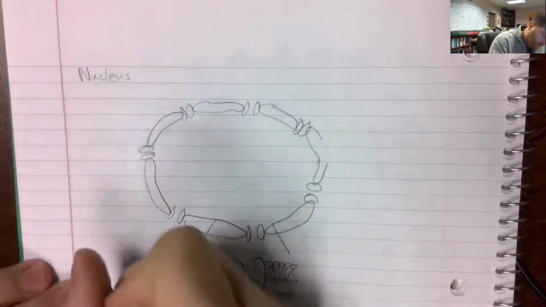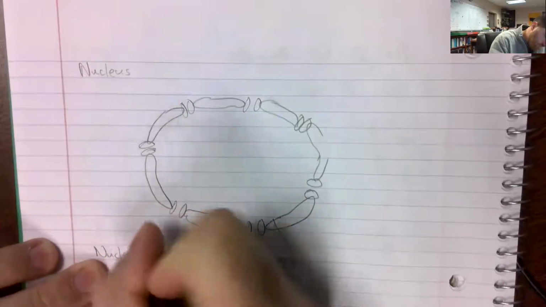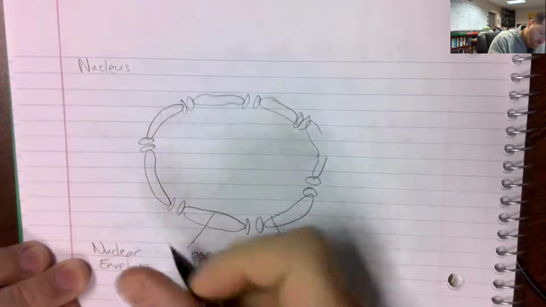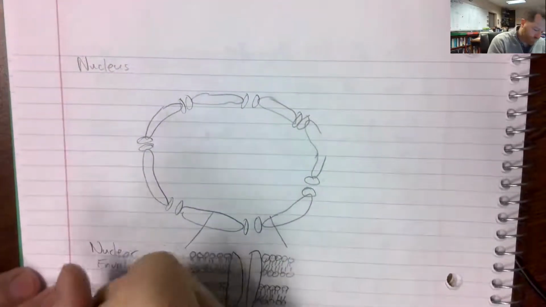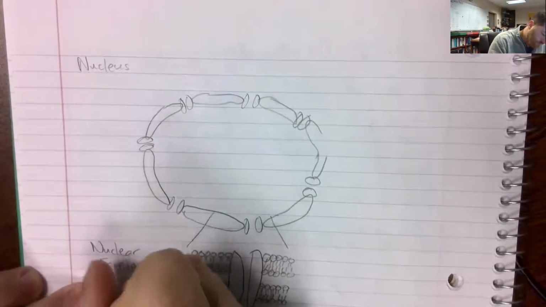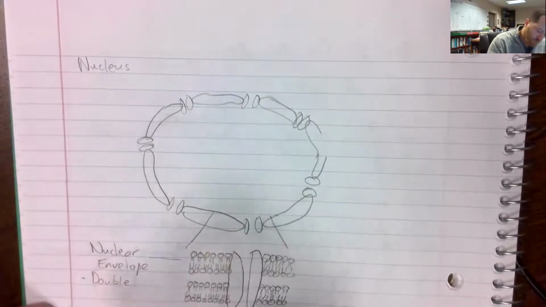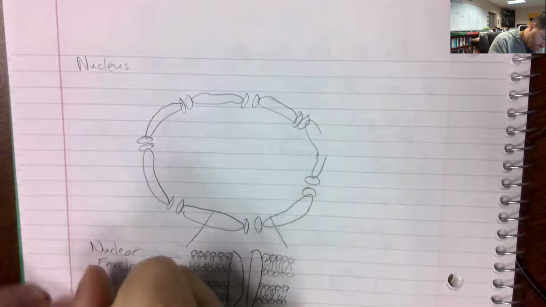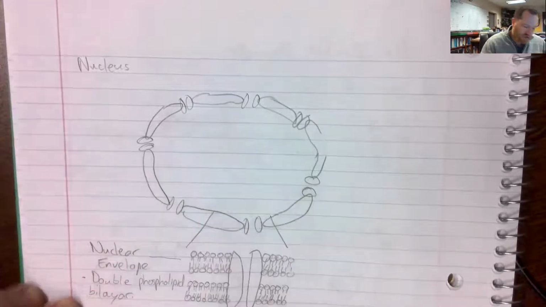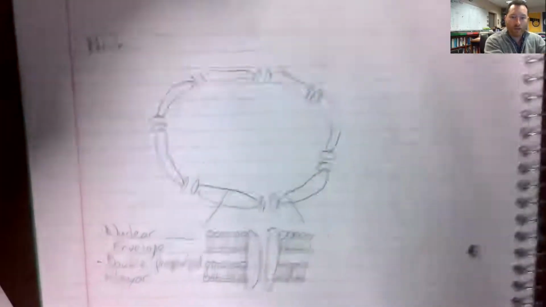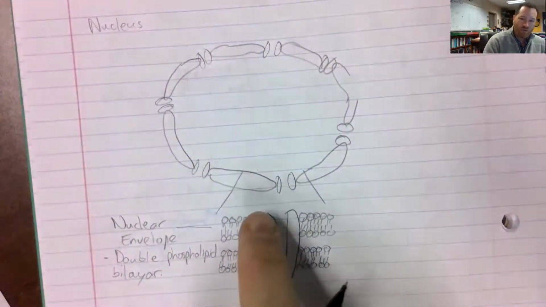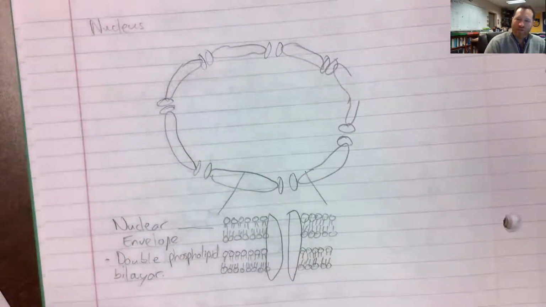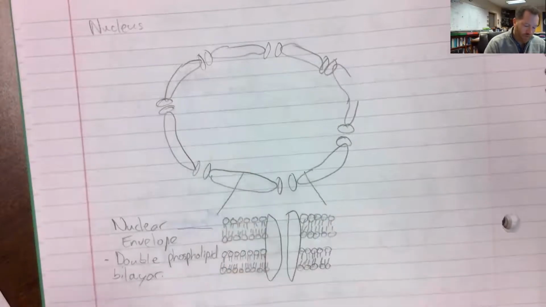All right, so this here is what we call the nuclear envelope, and it is made up of a double phospholipid bilayer. There's one phospholipid bilayer. Here's the second. There's that double membrane we were just talking about on that last page. We've got kind of a double membrane here.